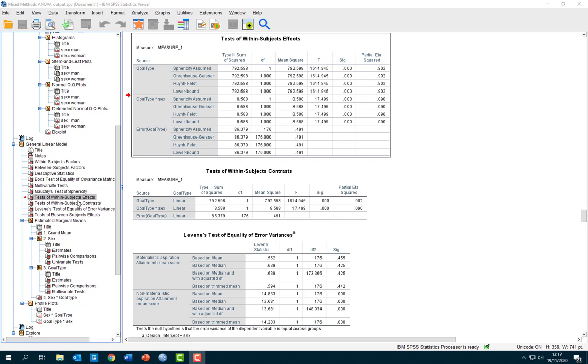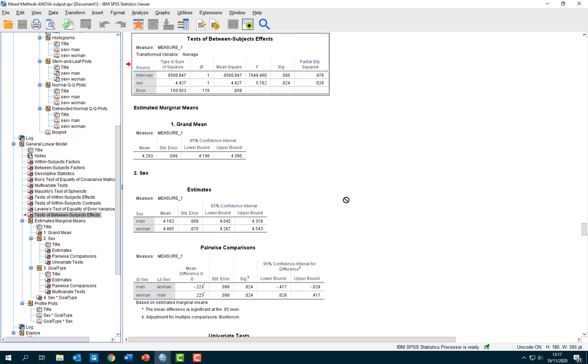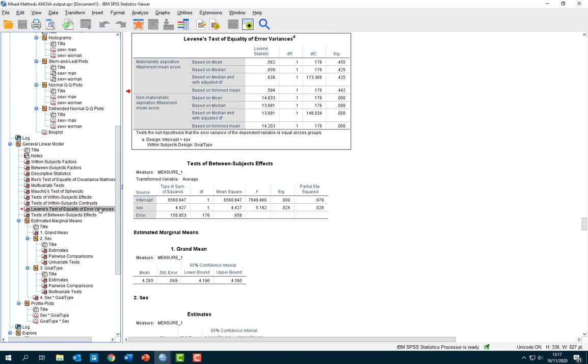But next we'll look at the tests of between subjects effects. Now if you remember, actually I'll just scroll up a little bit. When we were looking at the data assumption checks, we realised that we had violated the equality of error variances assumption for the non-materialistic goal type data. So we're going to have to do something about that when we compare between the genders. And we discussed that actually what we'll do is we'll lower the threshold for identifying a statistically significant result when we actually look at the effect.